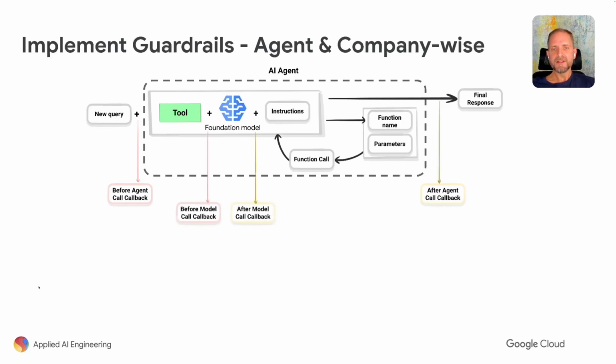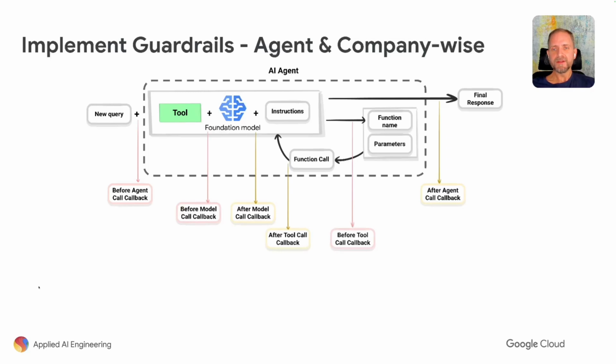Other checks are related to before and after calling a model. Before I call a model, for example, I want to remove any PII data, or after I call a model, I want to check the output if it follows specific patterns, specific style, or even if we respond in a toxic or harmful way in order to remove that.